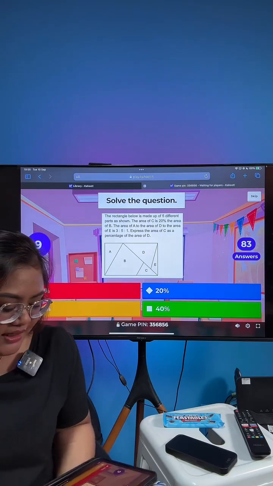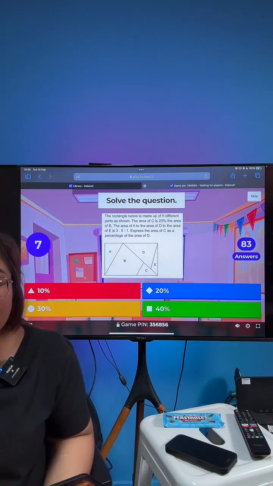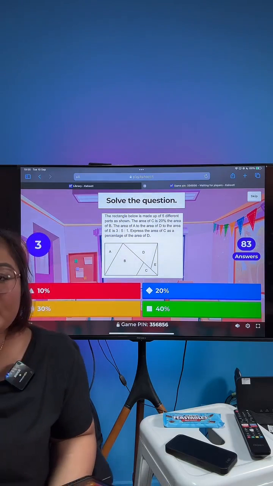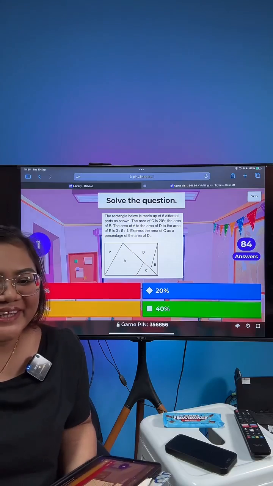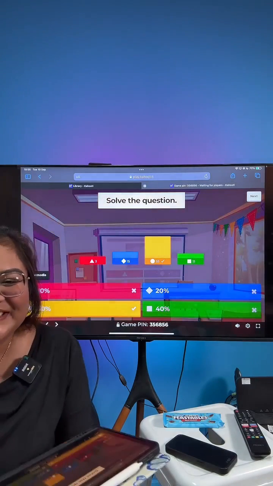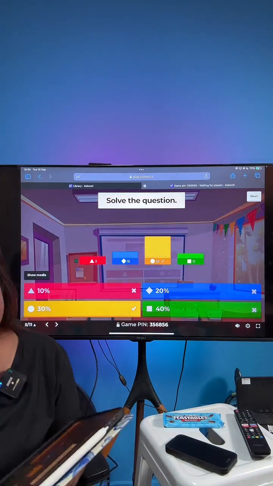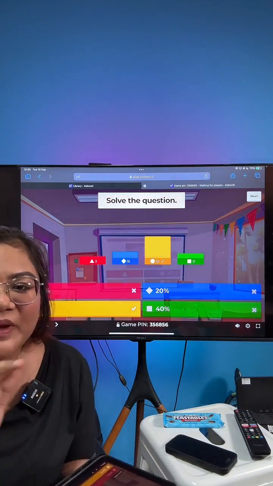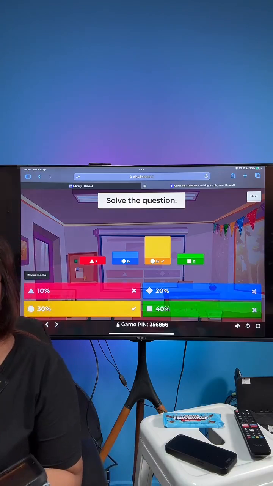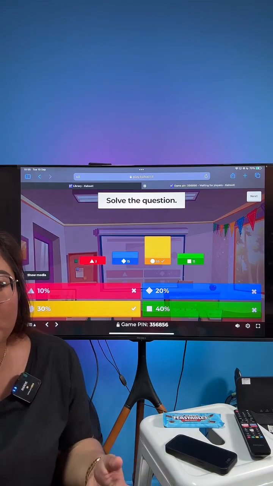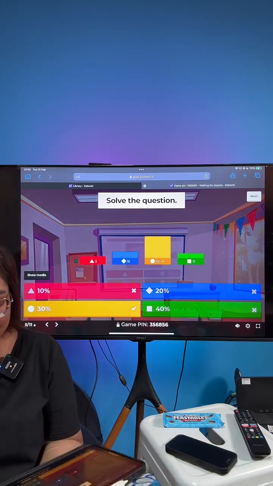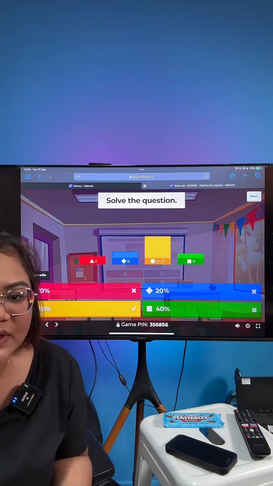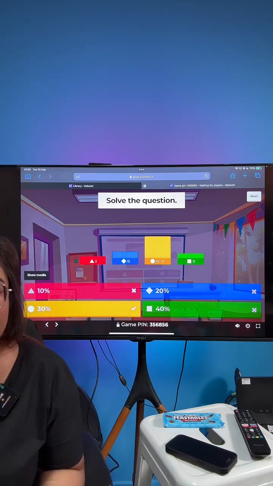Okay, the correct answer is 5, 4, 3, 2, 1. The correct answer is the one in yellow at 30%. And quite a number of you have gotten it right. If you got it right, can you spam the like button, please? It's 30%. Good job to those of you who got it right. Okay, so how did we get 30%? Why 30, not 20? A lot of people got 20 instead.